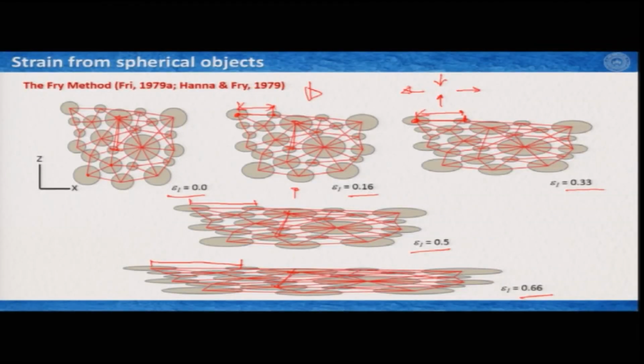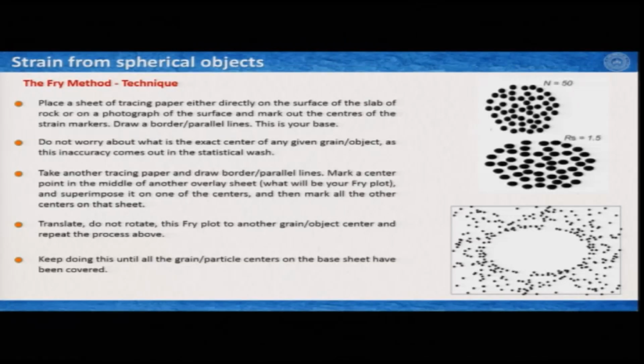So, based on this, now we will learn how to work with the Frye method to get your strain analysis. Here the techniques are described. In this case I have shown some circular objects that got deformed to a strain of 1.5, and you will get this in your field or in your thin sections when you look under microscopes. It could be stretched grains, some fossils or whatever.